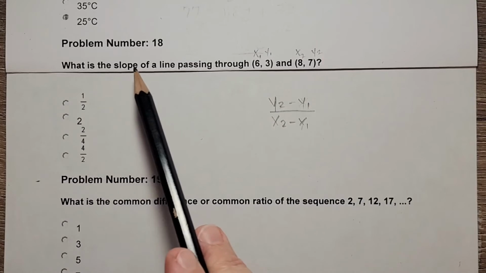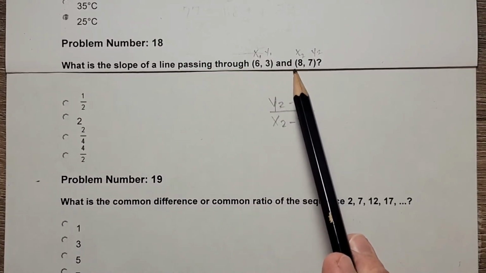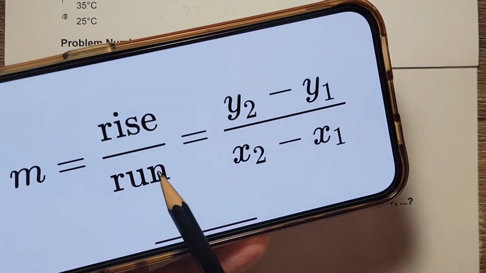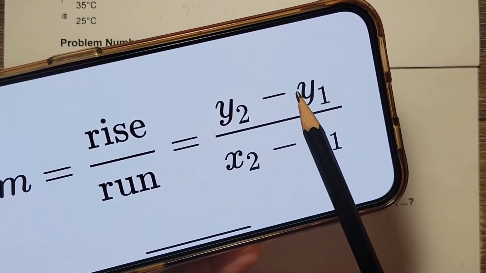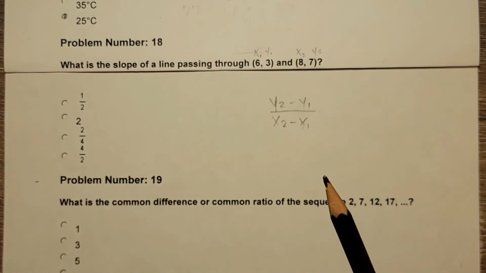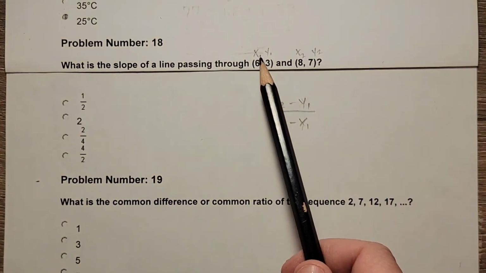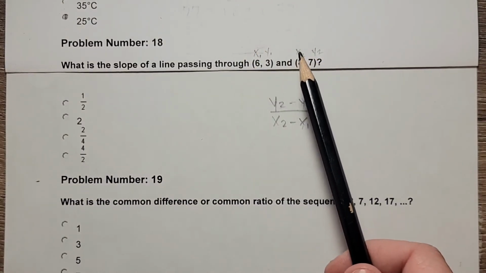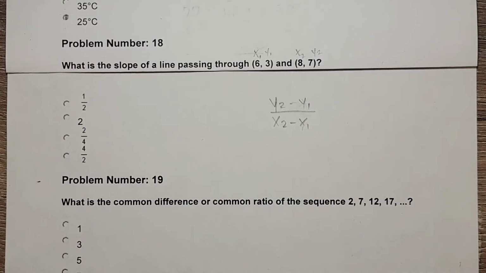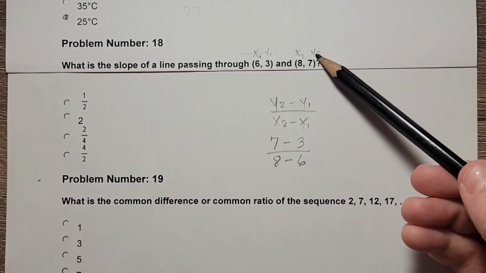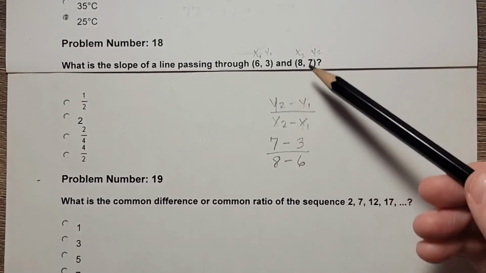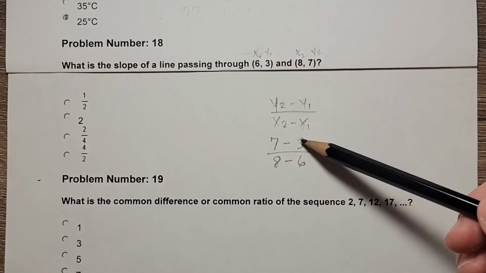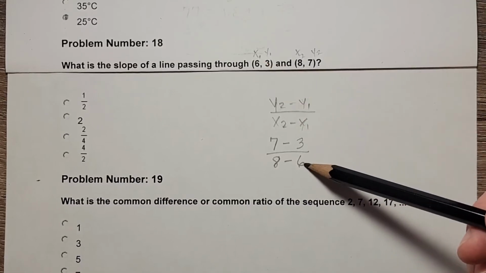Okay, problem number 18. What is the slope of a line passing through 6, 3, and 8, 7? You should have this memorized. M stands for slope, meaning rise over run, which are your y coordinates subtracted over your x coordinates subtracted. Okay? The first set is always your x1, y1. The second set is always your x2, y2. So all we have to do is substitute these numbers in place of these letters or variables. Okay? y2 is a 7, x2 is an 8, y1 is a 3, and x1 is a 6.